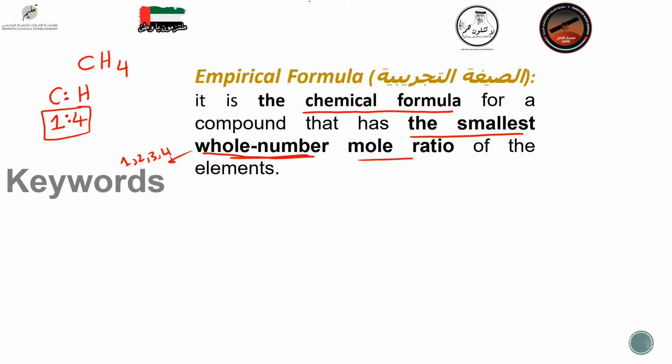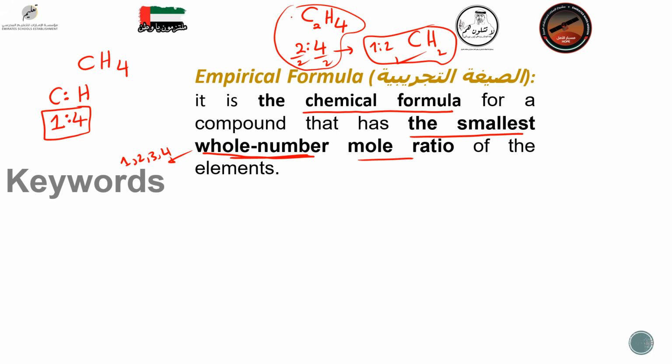No. But if I write C2H4, the ratio here is 2 to 4, right? Is there a common factor? Yes, it's 2. So we divide by 2, divide by 2. Now we get 1 to 2. So CH2. Now this one is the lowest ratio, so this is the empirical formula. This one here is not the empirical formula.